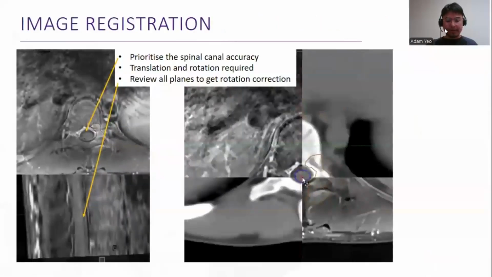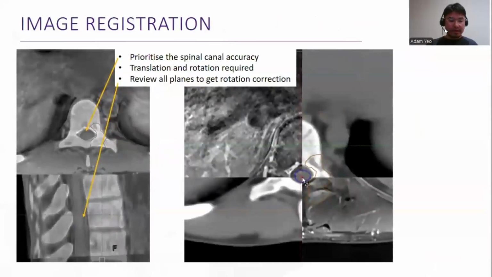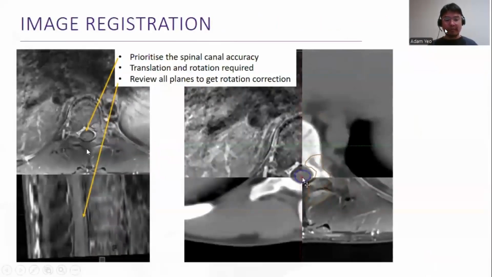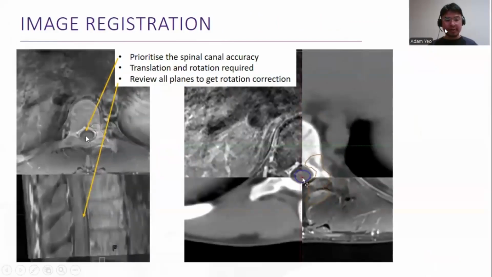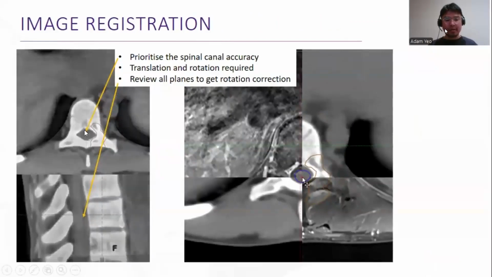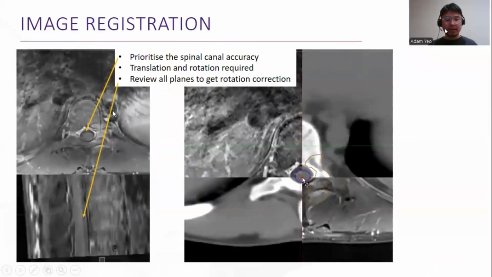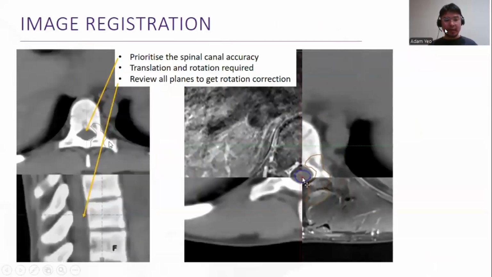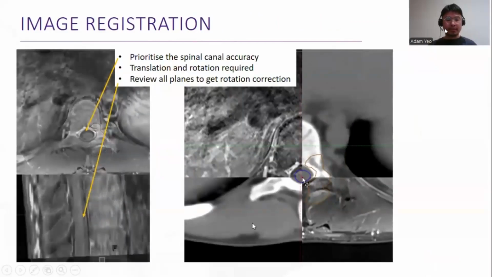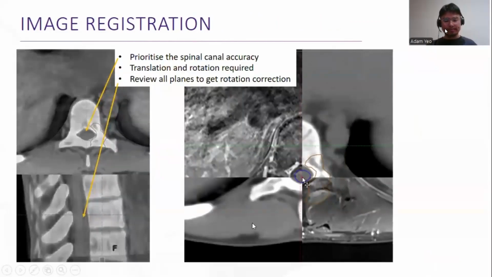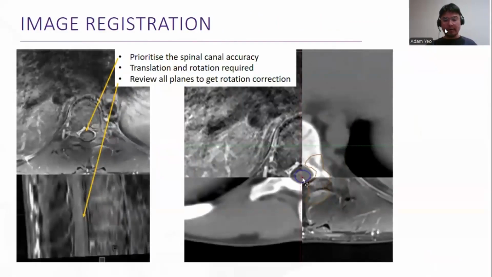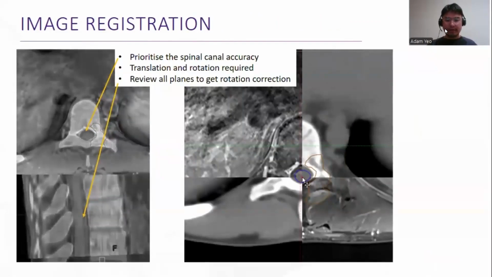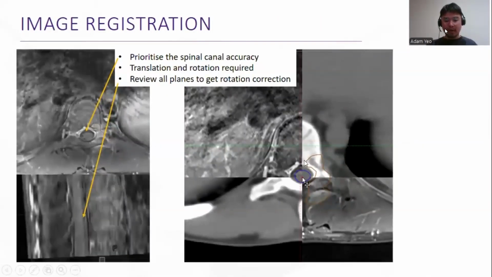So for the SABR example in the spine, we really need to prioritize where to focus. We need to locally match around a volume of interest, which is at the junction of the spinal cord and the targets here. We prioritize spinal canal accuracy and translation and rotation. It is required. And review all planes to get the rotation and correct to have a very accurate definition of critical organs abutting or wrapped around our targets.